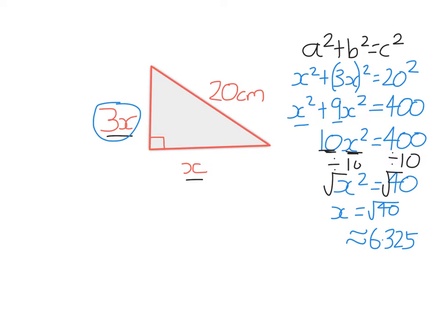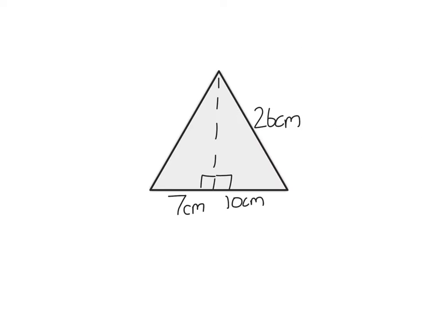Okay, let's go on to the next slide. Once again, please pause or copy down if you need. So Pythagoras can also be useful in helping us find dimensions in order to calculate the perimeter or area of a triangle. So we're going to calculate the perimeter here.